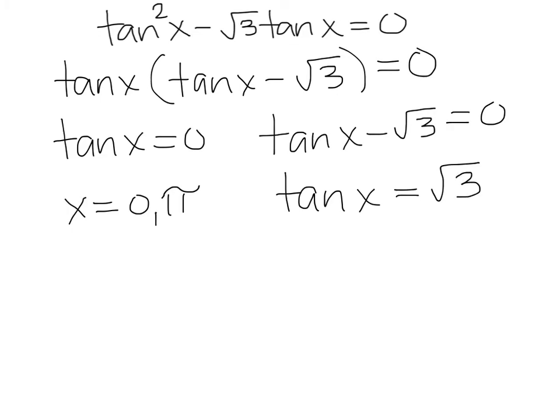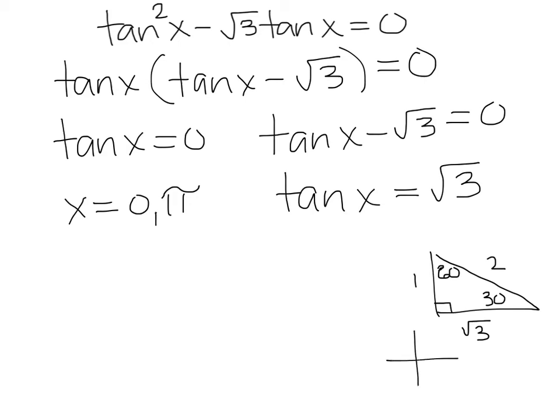Using reference triangles, which angle produces a tangent of root 3? Well, let's look. 30, 60. This is 1, root 3, and 2. So if you look at your reference triangle, the tangent is root 3 at a 60-degree angle. Now, the answer is positive.